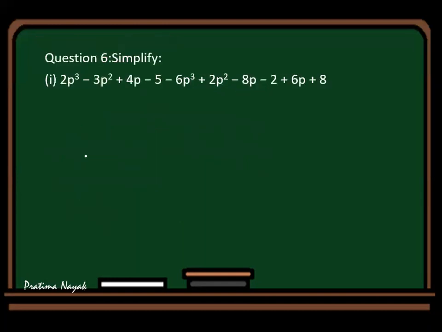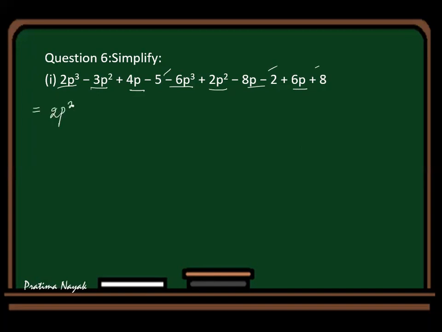Next, question number 6, simplify. Here, nothing is given, add or subtract, only you will simplify. Simplify means you will group all the similar terms or like terms. p square you will group, p you will group, there are 3p, then your constants you will group, so that it will be a simplified form. This is the question. So let me group now.